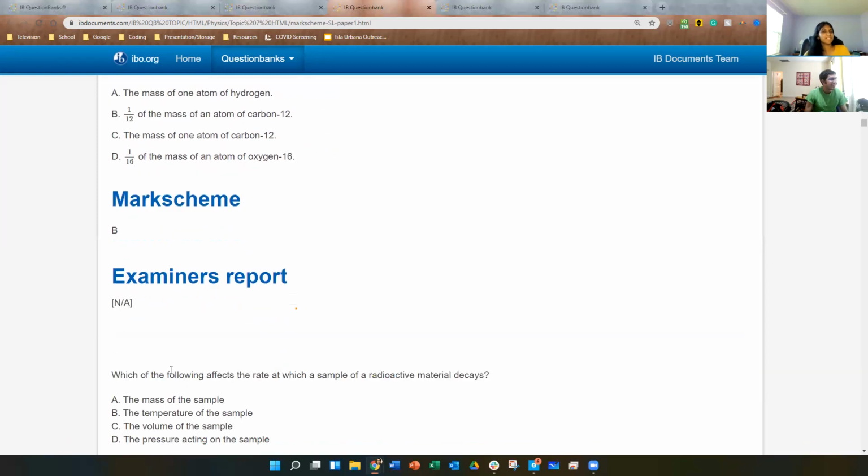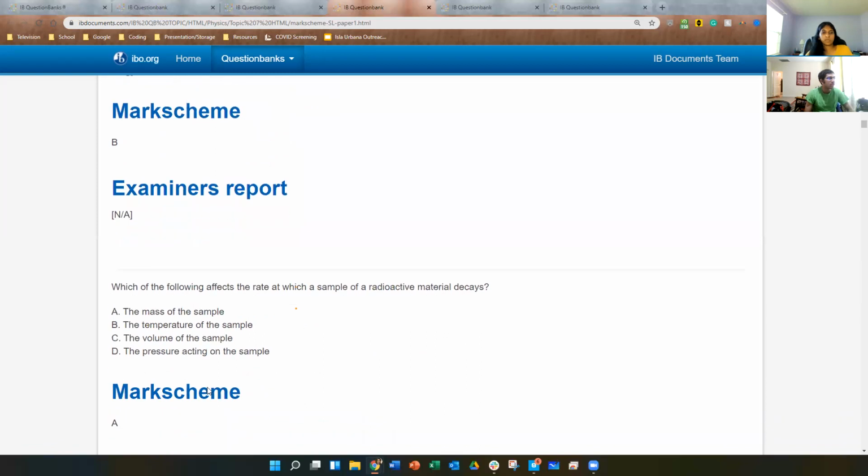Yeah. Which of the following affects the rate at which a sample decays? This was on the homework, right? It's just the mass, right? I mean, it's not temperature. Yeah, I believe it's, yeah.